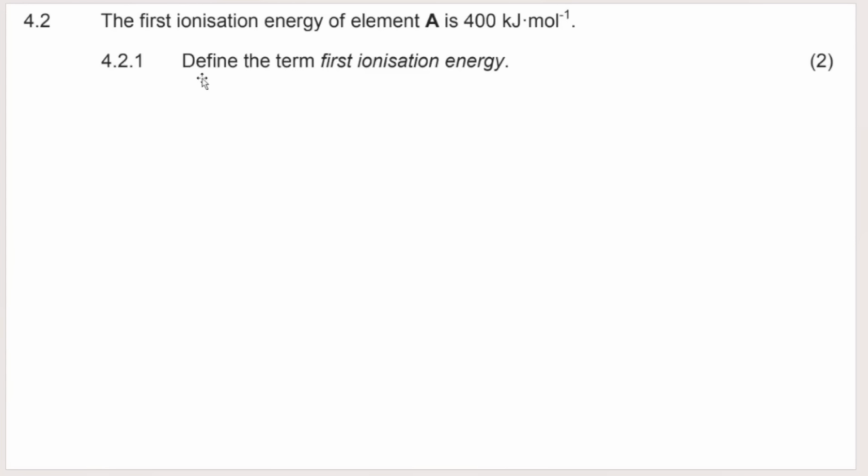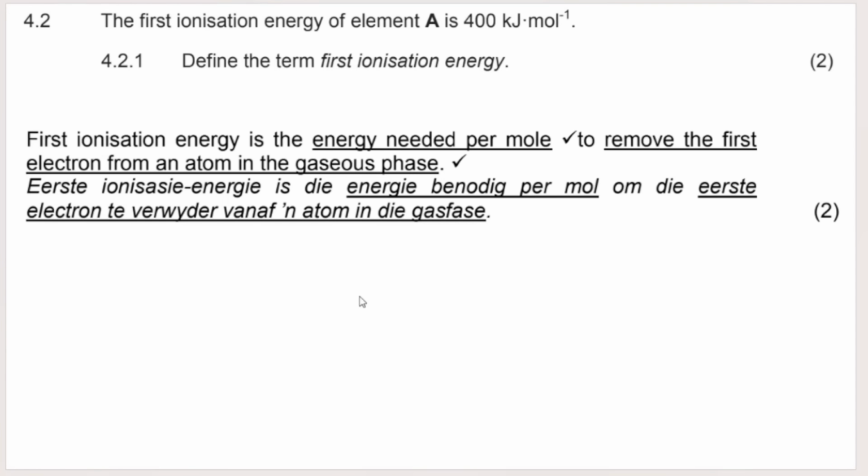4.2 says the first ionization energy of element A is 400 kilojoules per mole, and they want us to define ionization energy. You know, in chemistry, definitions are very important. You need to know them. So I just copied and pasted it here. The first ionization energy is the energy needed per mole. You have to say per mole because look at the unit. That says per mole. That is needed to remove the first electron from an atom in the gaseous phase. This is a definition that you have to study.